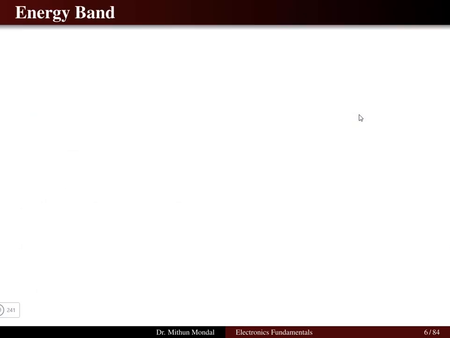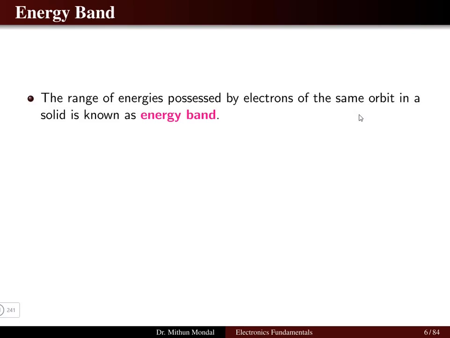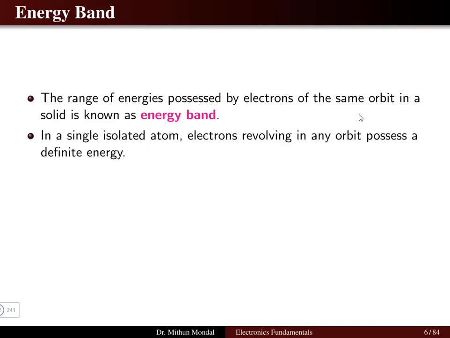Now let us see the energy band. The range of energies possessed by electrons on the same orbit in a solid is known as the energy band. We have seen that electrons revolve in an orbit, and each orbit has its own energy, which is known as the energy band. Now when we talk about a single isolated atom, electrons revolving in any orbit possess a definite energy.